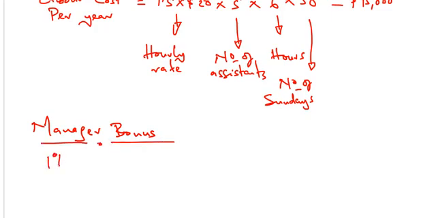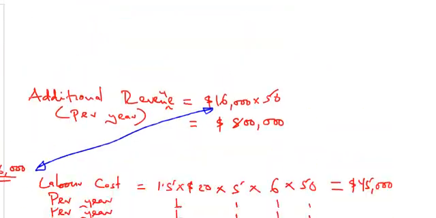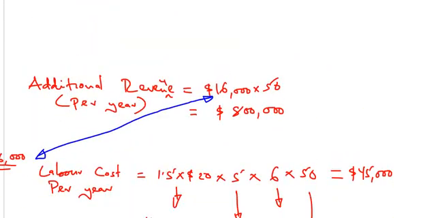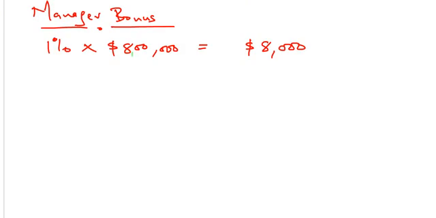So it's 1% times extra sales. Can you all see where I got 800,000? Right here. Extra sales is 800,000, so it's the figure I'm using right here. Okay.